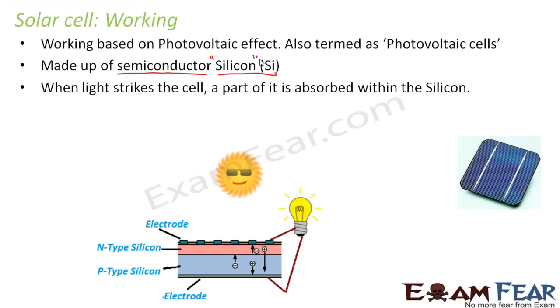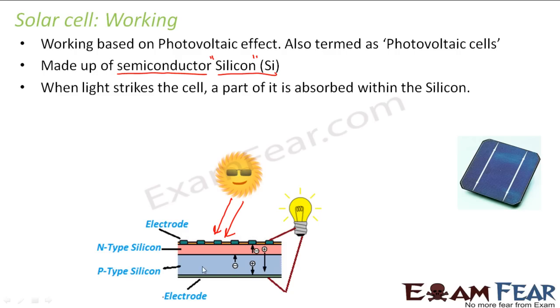Now what happens when sunlight strikes the solar cell? A part of the sunlight is absorbed within the silicon. So let us suppose this is my sun. This is how the sunlight falls on this silicon. This is my solar cell, right? So this solar cell is made up of silicon. Now please do not bother yourself with this N-type, P-type silicon. You will study about these semiconductors in class 12. When you study there, then you will understand it in detail.